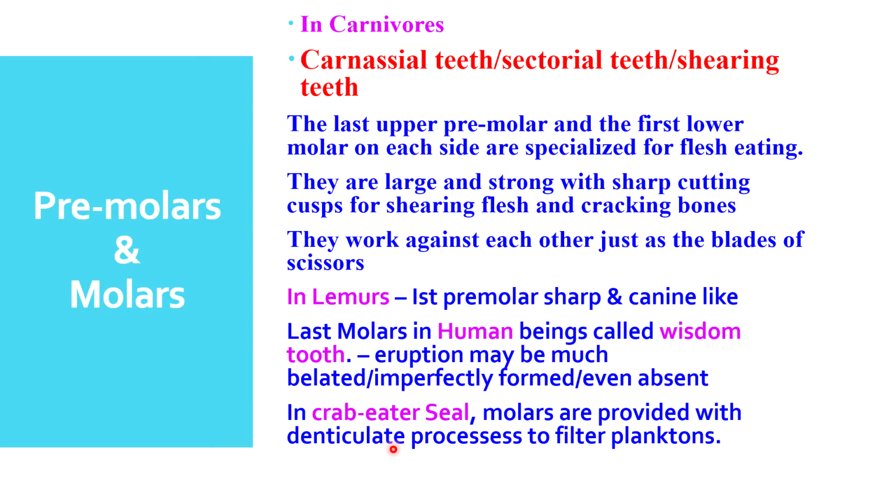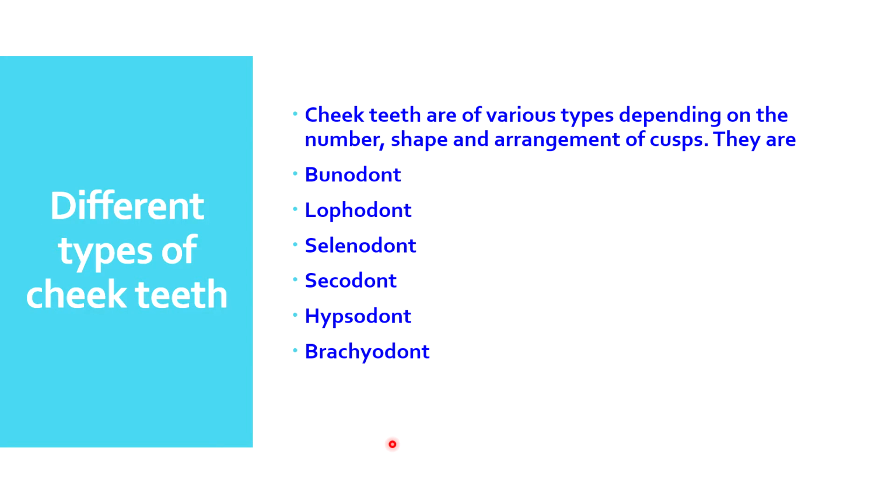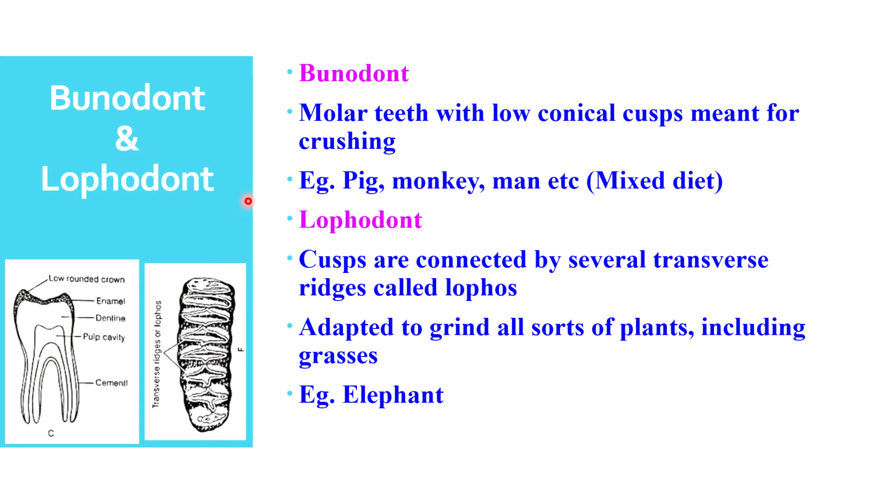That is in the case of crab eater seal. Then see different types of cheek teeth. Cheek teeth are of various types depending on the number, shape and arrangement of cusps. They are bunodont, lophodont, selenodont, secodont, hypsodont and brachyodont. Bunodont and lophodont, what are they? Bunodont, molar teeth with low conical cusps meant for crushing. Low conical cusps, that is for crushing.